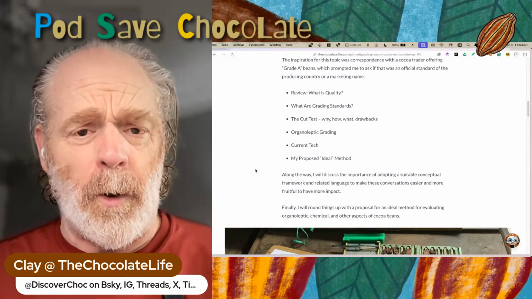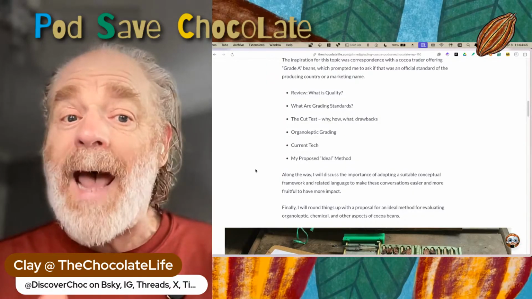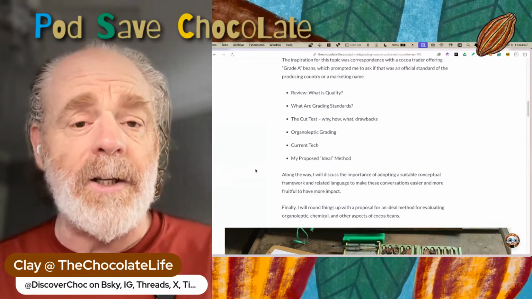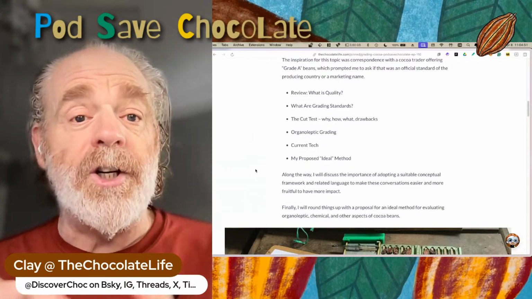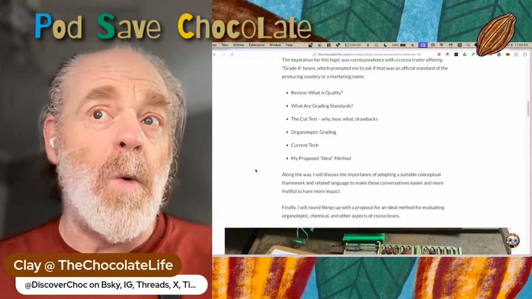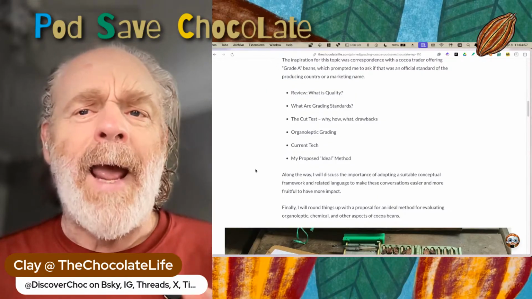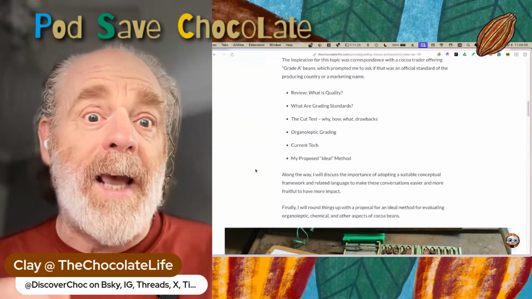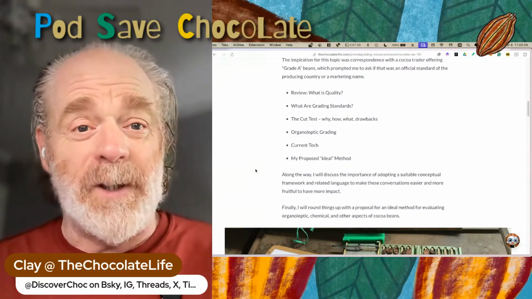So quality is a basket of attributes. Now, we might all have the same attributes in our baskets, but we're going to value those differently. For example, a large industrial producer is probably going to want to know two things. Number one, what is the price? And number two, can I make a chocolate I already know how to make using these particular beans?